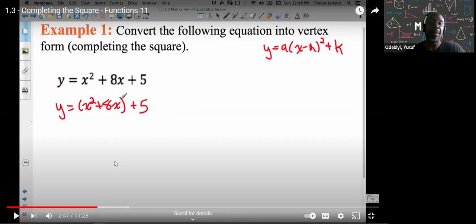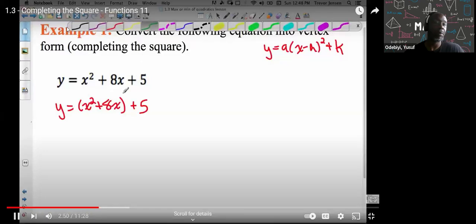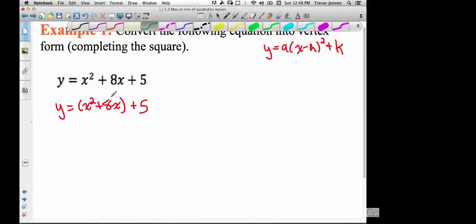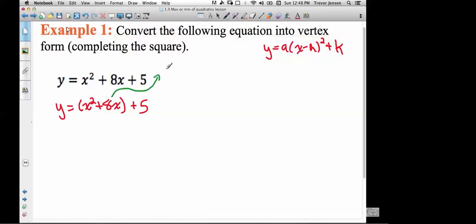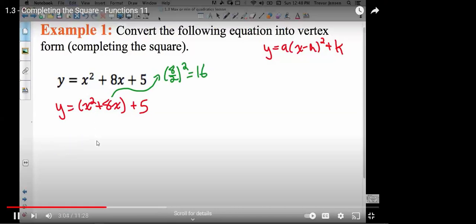Now let's continue. Brackets, we are going to add and subtract half of that 8 squared. So you take half of 8, square it, half of 8 is 4, 4 squared is 16. So what we're going to do is add and subtract 16 inside the brackets. I'll continue in red.